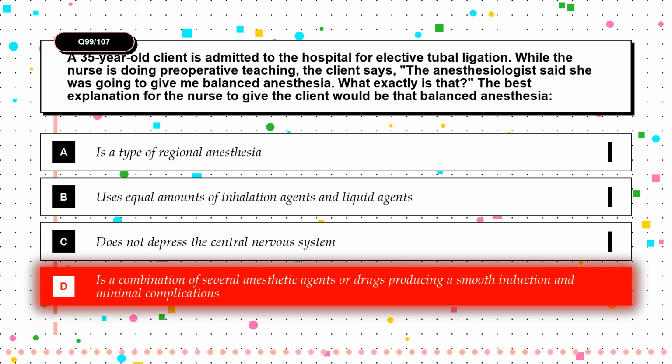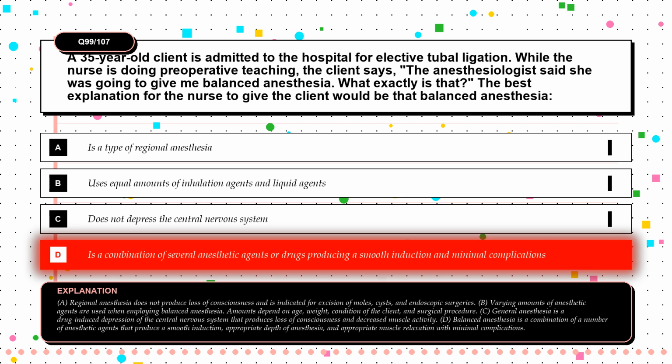The correct answer is option D, a combination of several anesthetic agents or drugs producing a smooth induction and minimal complications. A. Regional anesthesia does not produce loss of consciousness and is indicated for excision of moles, cysts, and endoscopic surgeries. B. Varying amounts of anesthetic agents are used when employing balanced anesthesia. Amounts depend on age, weight, condition of the client, and surgical procedure.